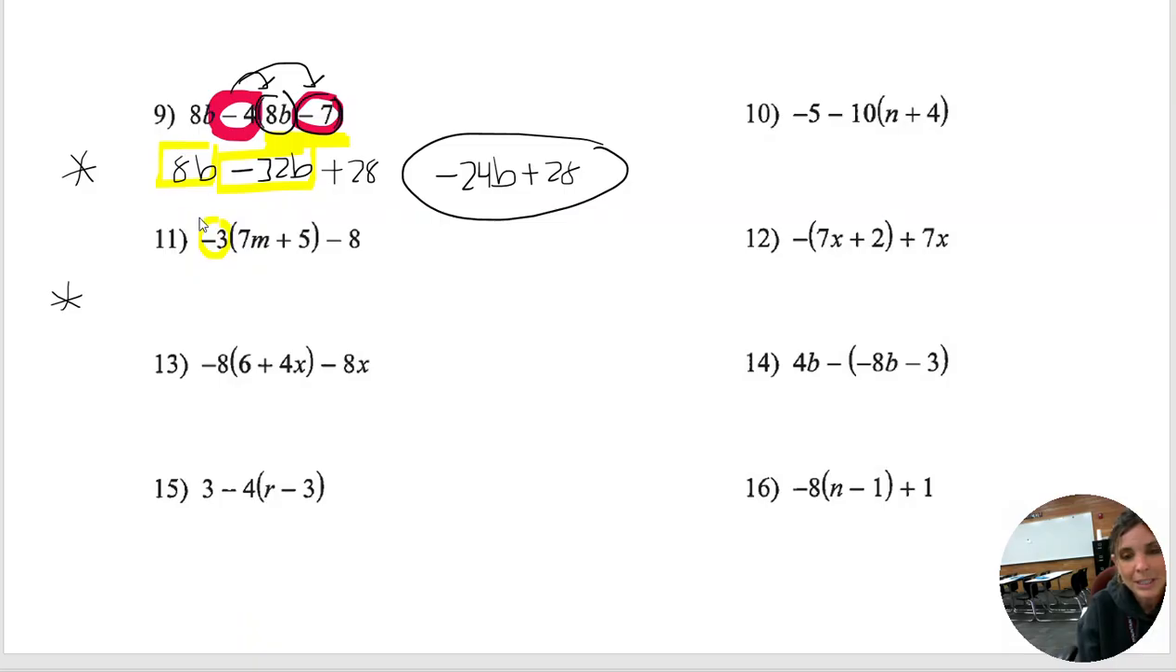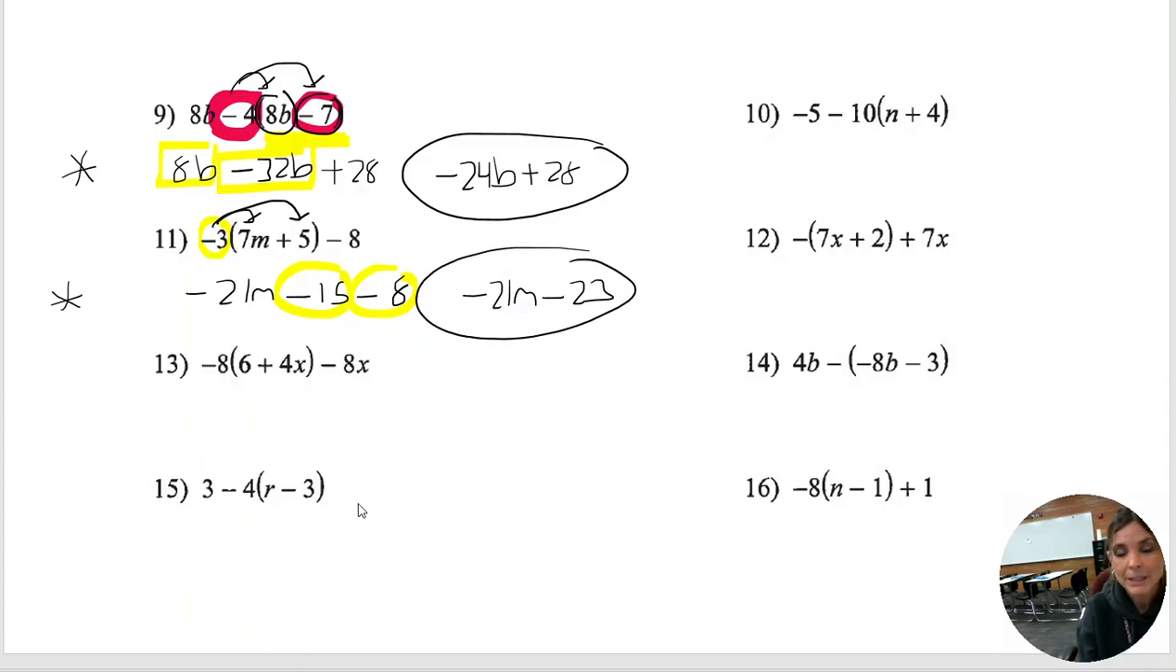So I'm going to take that negative 3, I'm going to distribute it to both the positive 7m and the positive 5, which gives me negative 21m and a negative 15, and then I have the negative 8. Now I'm going to combine my like terms. A negative 15 and a negative 8 make a negative 23. So negative 21m, a negative 23, and we are done with that one.